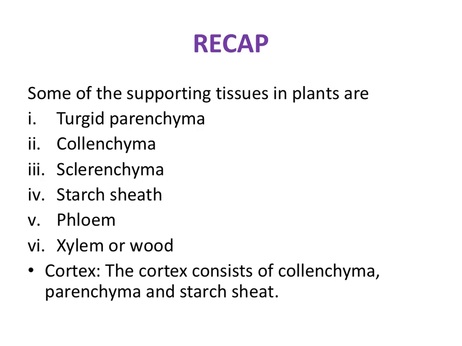Recap. Some of the supporting tissues in plants are turgid parenchyma, collenchyma, sclerenchyma, starch sheath, phloem, xylem or wood. These are supporting tissues found in plants. Collenchyma and parenchyma are mainly found in young plants where they give rigidity and support to the plants. And with that, we come to the end of this section and to the end of this topic. Thank you.